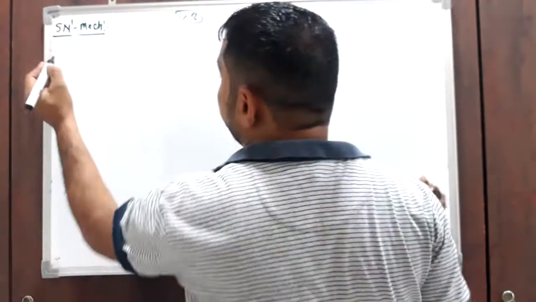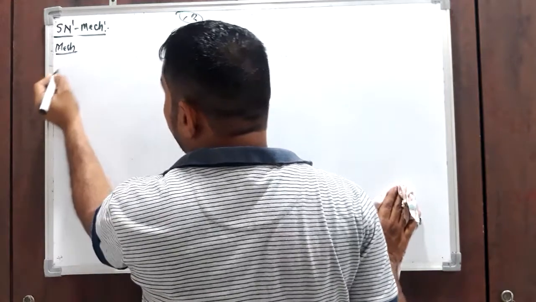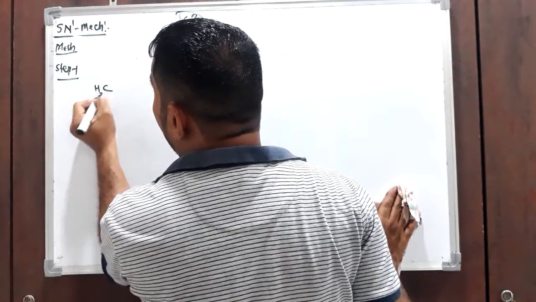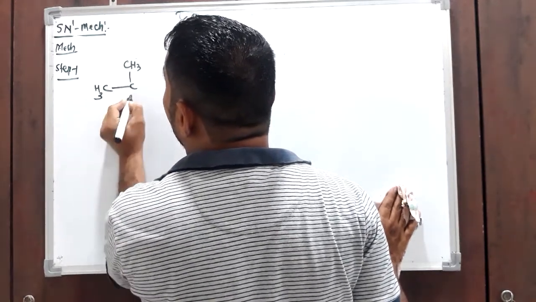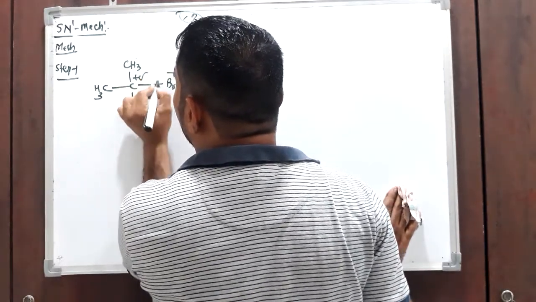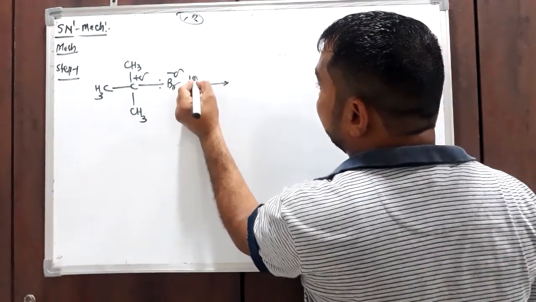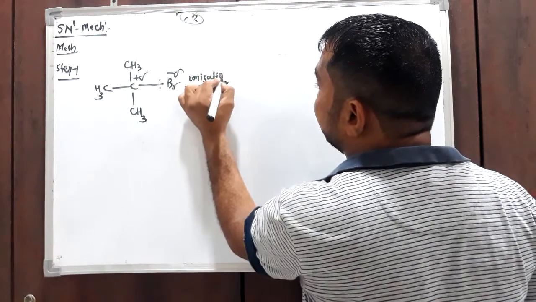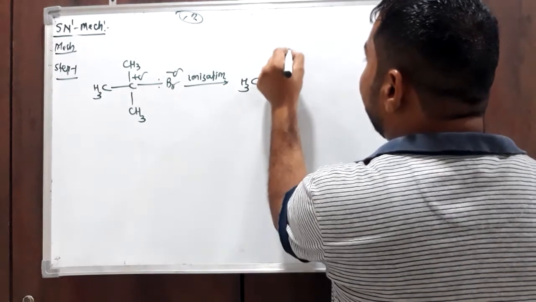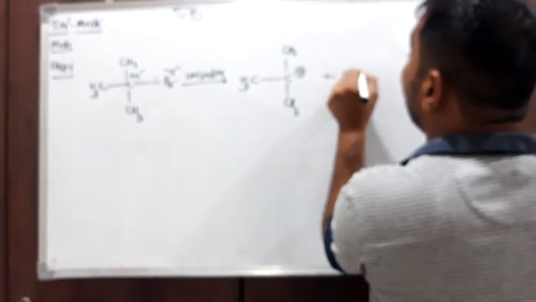So I will directly explain the mechanism. In the SN1 mechanism there are two steps involved. In step 1, the C-Br bond, which is already polarized negative and positive, will break first. That is called ionization, because ions form.